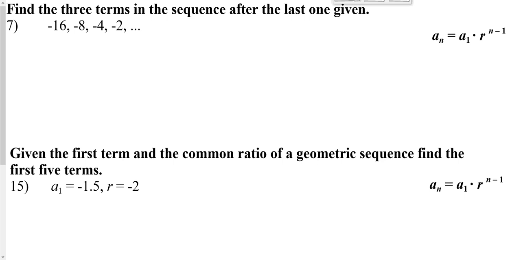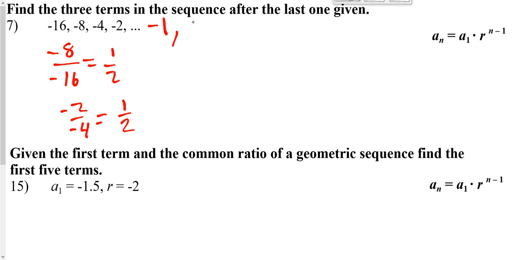Now here we need to find the next 3 terms. Well, first of all, you've got to figure out r. So you can always go one term divided by the previous term, and in this case we get 1/2. That also works if we take the fourth term divided by the third term. You get 1/2. So it means we're multiplying by 1/2 each time. We can take our negative 2, multiply it by 1/2, and we get negative 1. Take negative 1 times 1/2, we get negative 1/2. Take negative 1/2 times 1/2, we get negative 1/4.